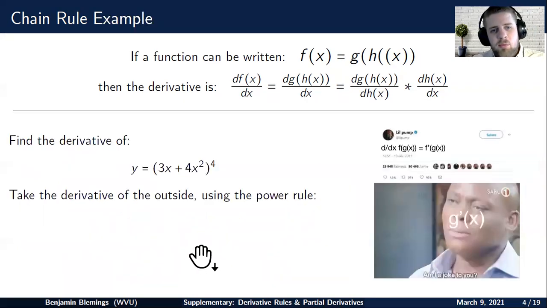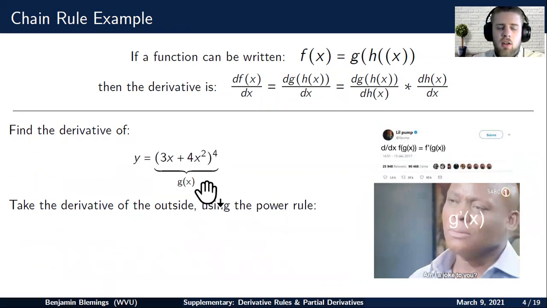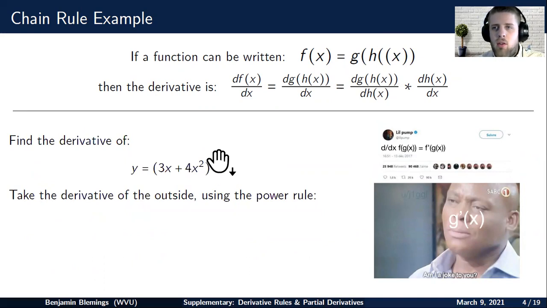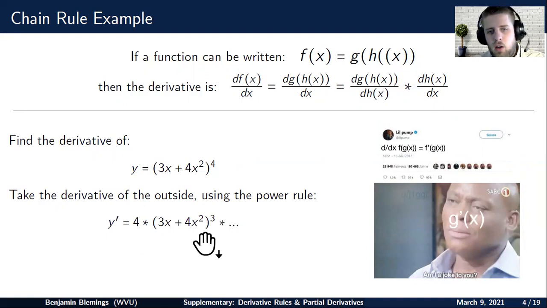We're going to find the derivative of y equals (3x plus 4x squared) to the 4. The first thing we need to do is notice that the whole thing to the fourth power is our g of x, our outside function. And the inside, the 3x plus 4x squared, is our h of x. We first need to take the derivative of the outside by using the power rule that we were using in the last set of slides. So this is y prime equals 4 times (3x plus 4x squared) to the 3. Notice that we just brought the 4 down and then subtracted 1 from the exponent, okay?